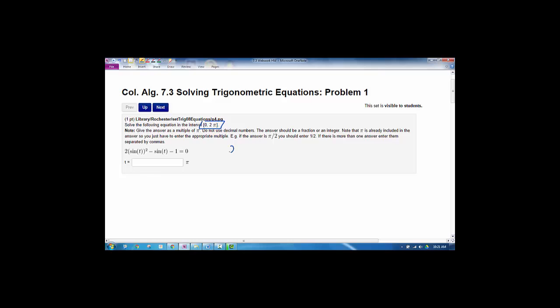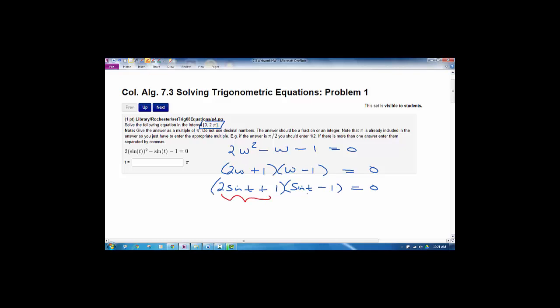I'm going to rewrite this as 2w squared minus w minus 1 equals 0, just to see that this is a quadratic. And we can factor this. It factors into 2w and w here, and then minus 1 and plus 1 here. Now, let me rewrite the sine back in there. So it's really 2 sine of t plus 1, sine of t minus 1 equals 0. We're going to find out where the first part is 0 and where the second part is 0.